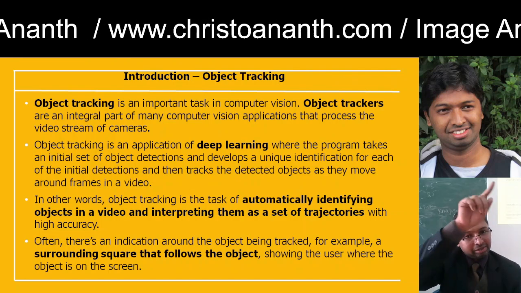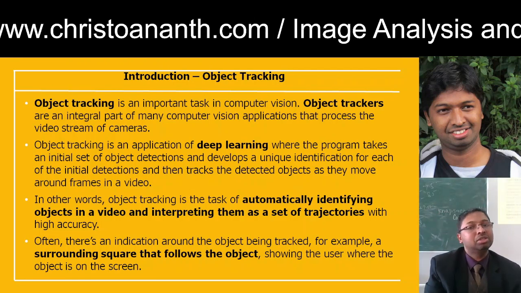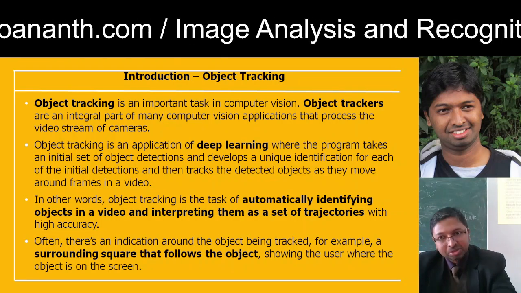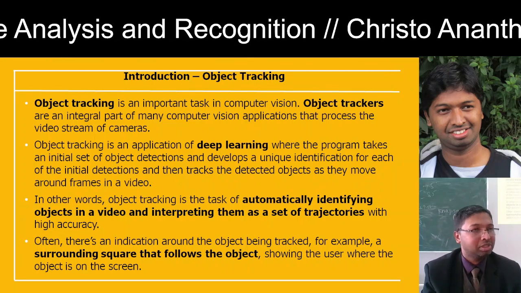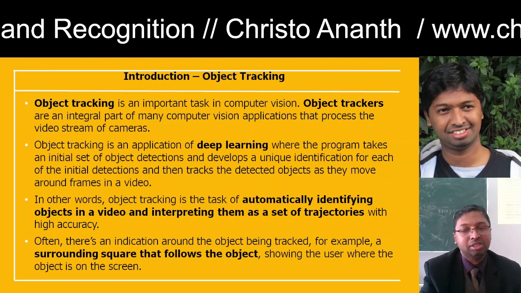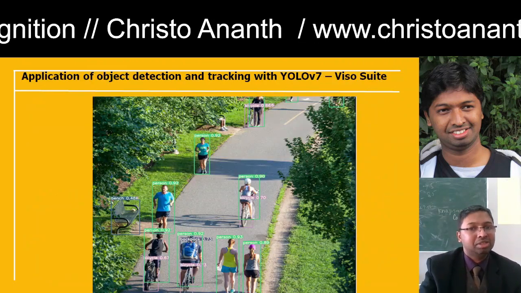For example, there will be a surrounding square that follows the object. Whenever it moves, the square moves with it, which shows the user where the object is present on the screen.